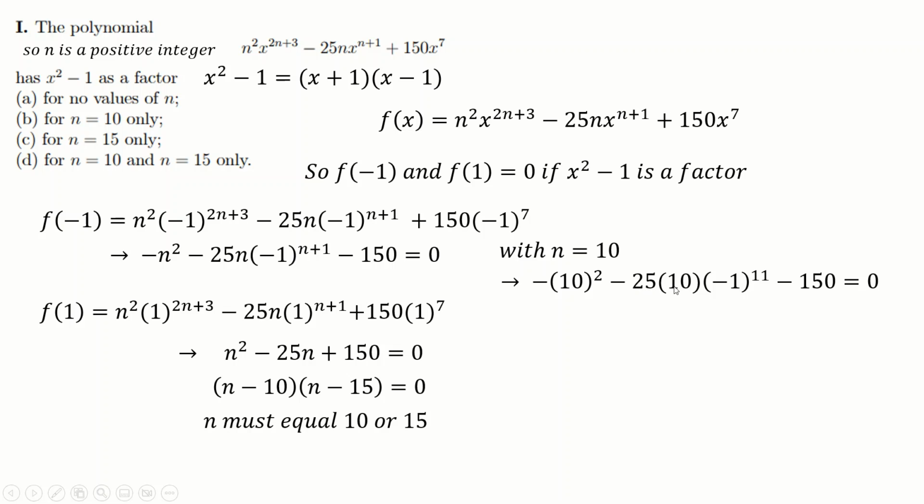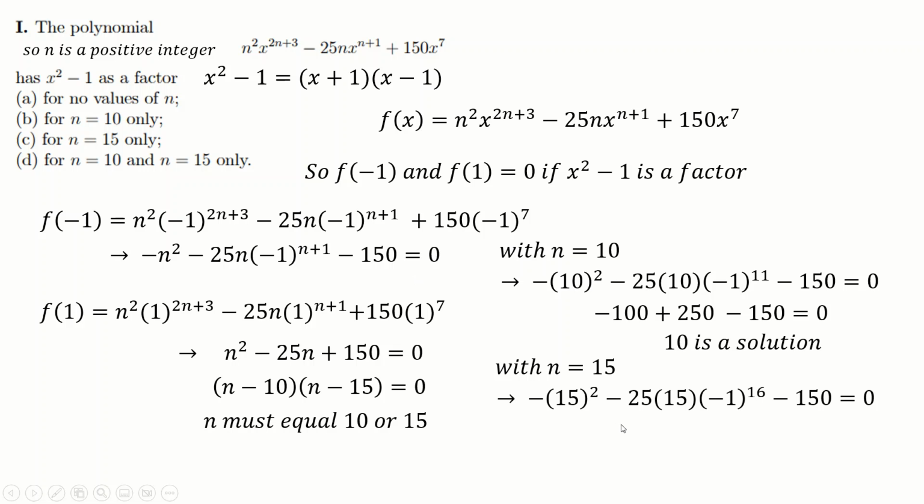This is minus 100, this is plus, because this becomes an 11 there when you put in 10, and that becomes a minus 1, which changes that sign to a plus. So it's minus 100 plus 250 minus 150, which does indeed equal 0, which is good. So n is 10 is an answer. Then you put in n is 15, and you should see whether that one works for this one as well. And it turns out it doesn't, because this becomes a plus 1, and so this is a minus, minus, minus. So you actually don't need to work out what these things are, you're just going to get a massive negative number. And so the only solution is 10.